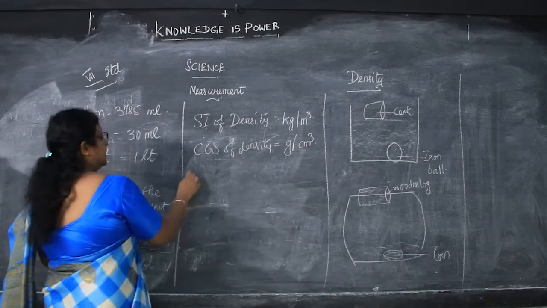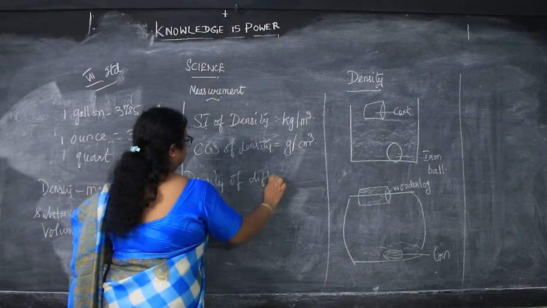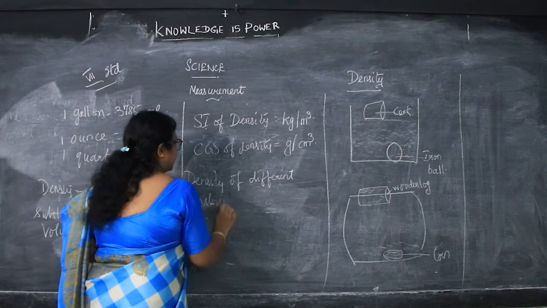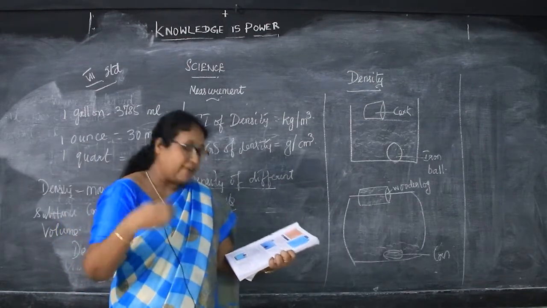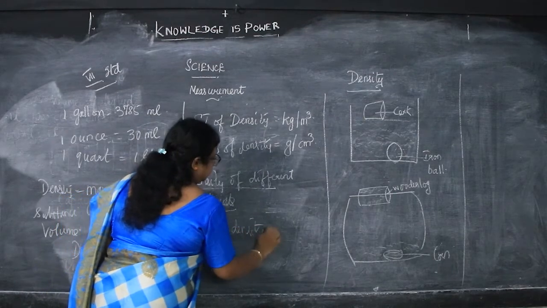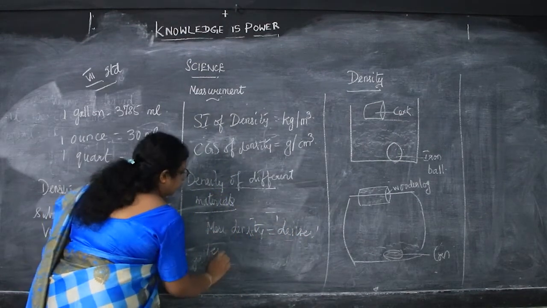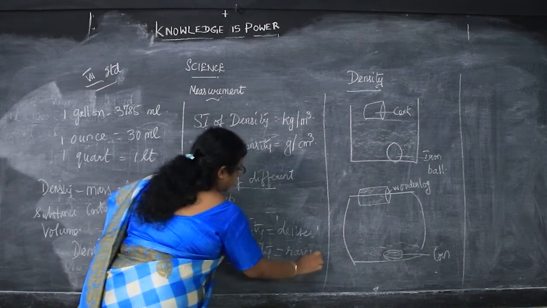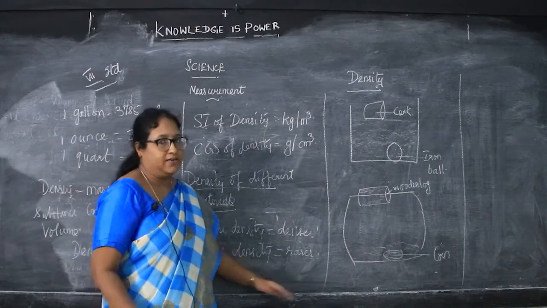Now we have to see the density of different materials. Different materials have different densities. If a material has more density, it is called denser. If it has less density, it is called rarer. So more density is called denser and less density is called rarer.